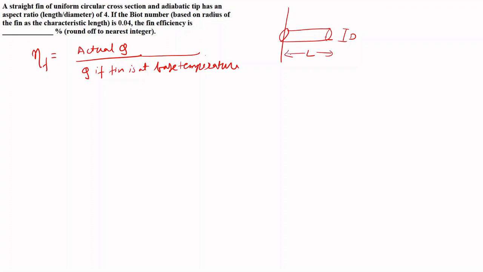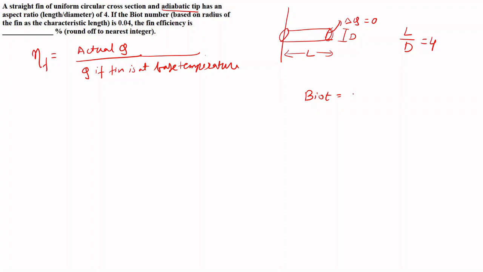Here we have been given that it has an adiabatic tip. That means no heat exchange occurs through this surface, so delta Q is equal to 0. We have been given L by D as 4, the aspect ratio. And the Biot number based on the radius of the fin as characteristic length is 0.04. Here we have been asked to use the radius of the fin as characteristic length.